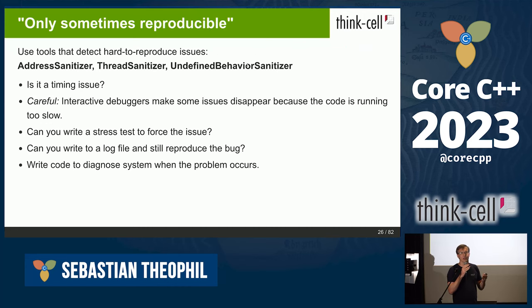So there are issues that are only sometimes reproducible, let's say. And there are a couple of tools that we have to use, or should use, to make those issues appear more frequently, reliably, to make them analyzable. So for example, address sanitizer, thread sanitizer, UB sanitizer are important tools.